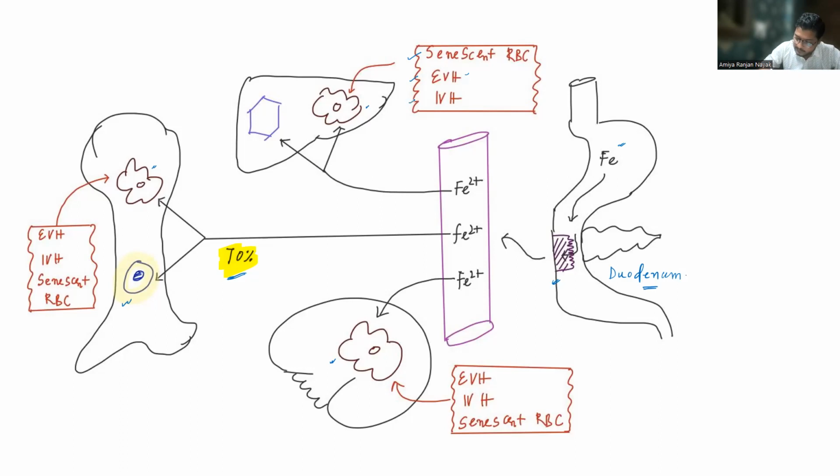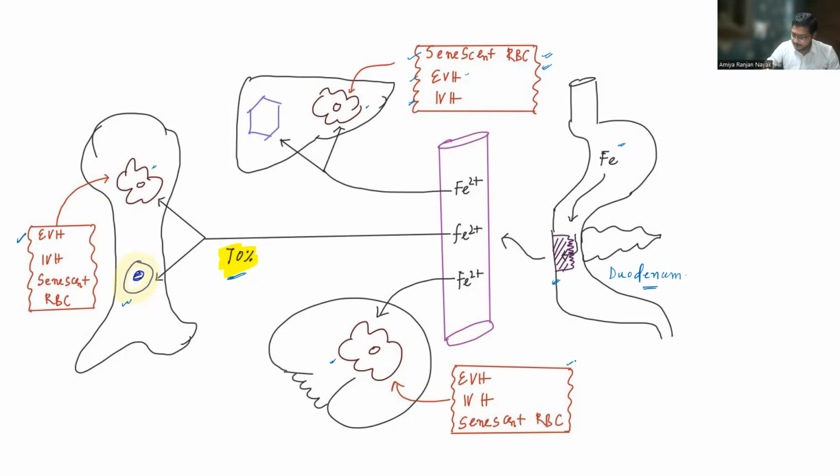Also, if there is intravascular hemolysis happening, some amount of iron will also go into the macrophages. These points we have already discussed previously in the concept of hemolytic anemia. When we discussed the basics of hemolytic anemia, I told you all these things, how from the senescent RBCs, or from intravascular or extravascular hemolysis, the iron can be taken up by the macrophages. So those things we have already discussed, and I'm not going to repeat all of them.